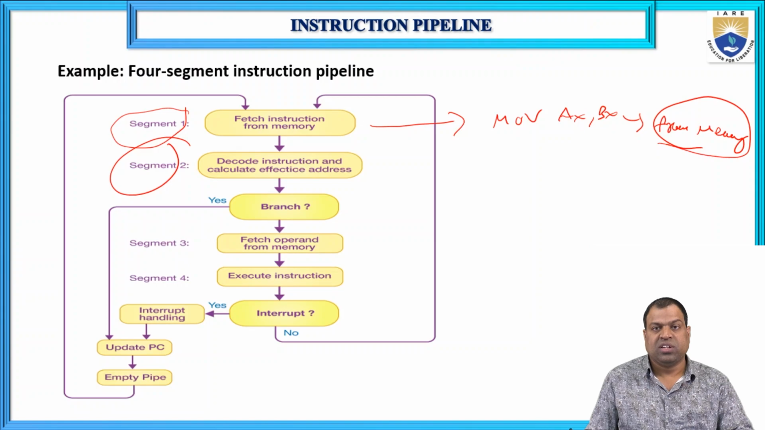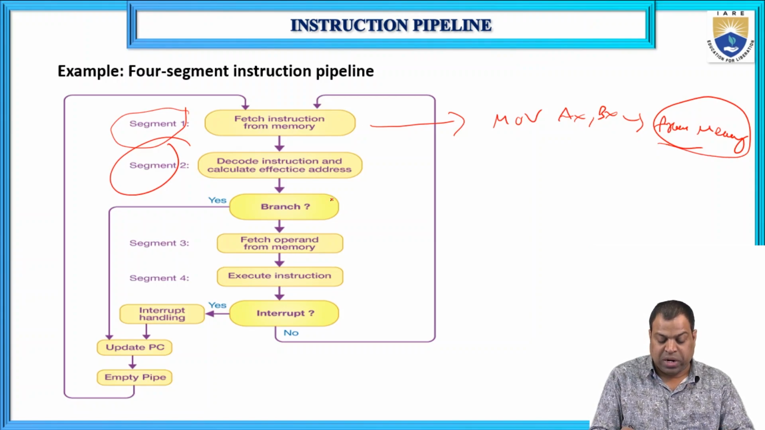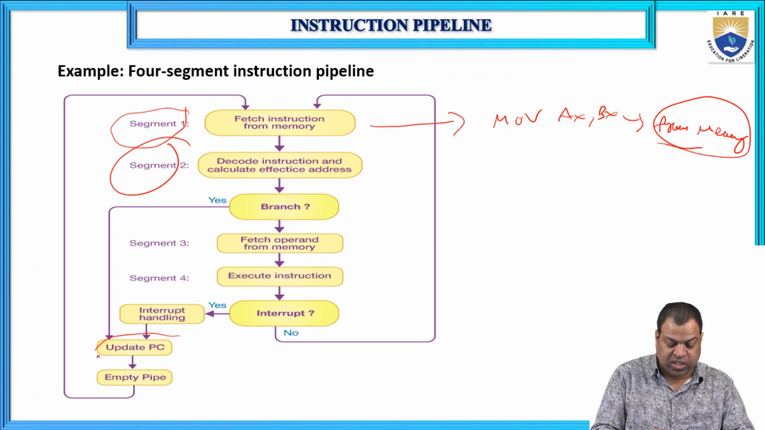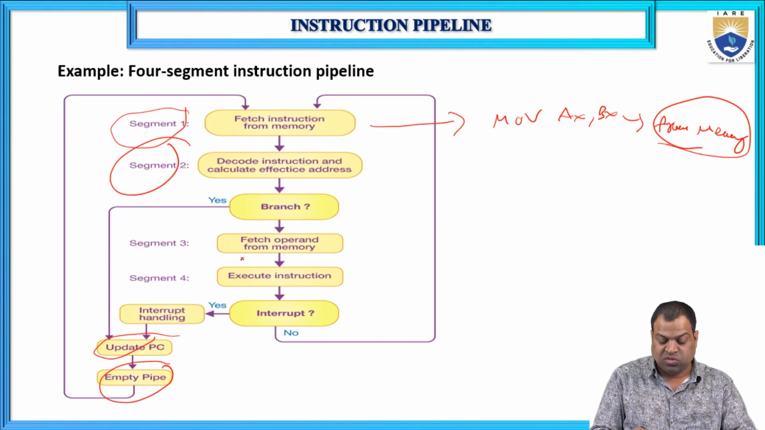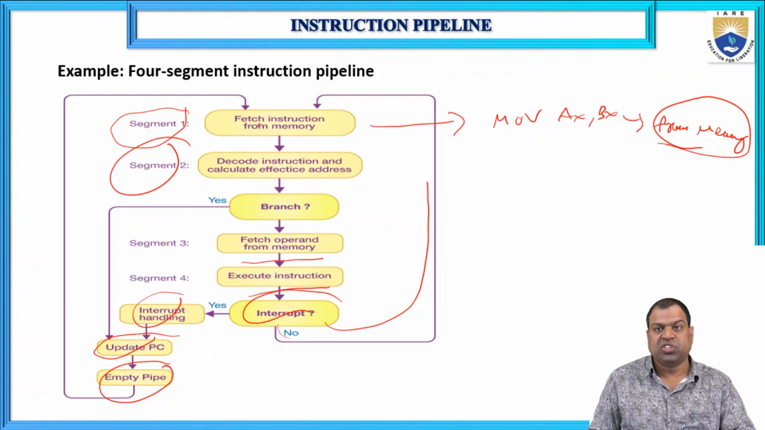After fetching from memory, we decode the instruction and calculate the effective address. If there is a branch, then yes, we update the PC, empty the pipeline, and go again to the branch. If there is no branch, we fetch the operand from memory and execute the instruction. If there is an interrupt, we go to interrupt handling, then update the PC and empty the pipeline. If there is no interrupt, we execute and go back to fetch the instruction.